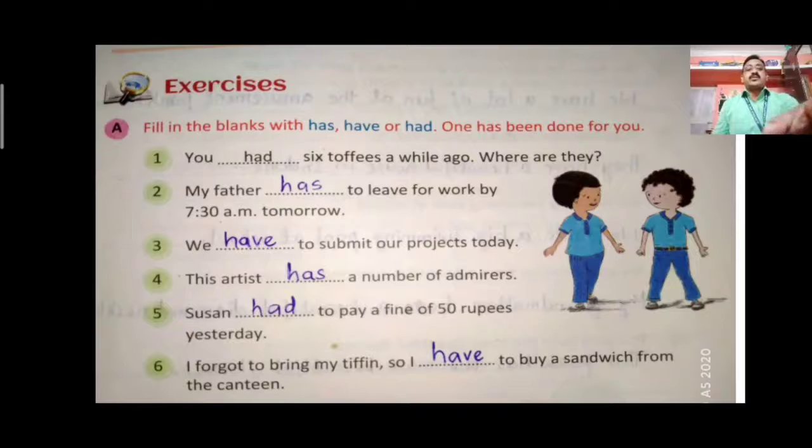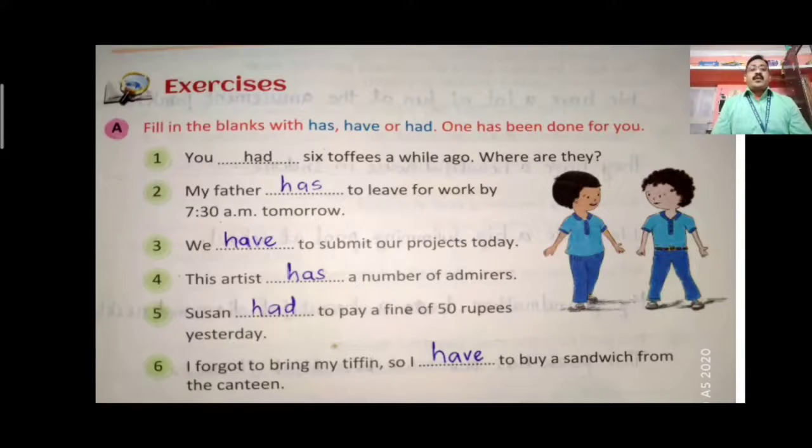Here you are seeing "a while ago", which means we are talking about the time which is already over, not now. That's why it is in past form. Whether it is a singular subject or a plural subject, it doesn't matter. We have to use had. So you had 6 topics a while ago, means not now, some time ago. So had is the helping verb.